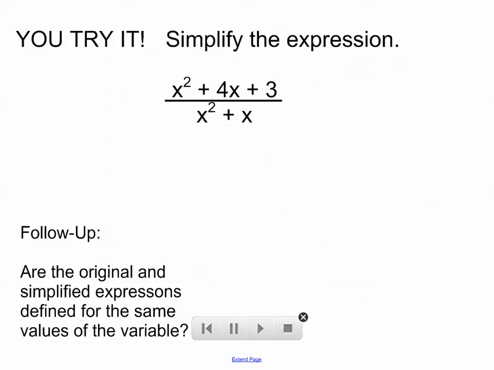You try it. Simplify this expression and then tell me if the original and simplified expressions are defined for the same values of the variables.